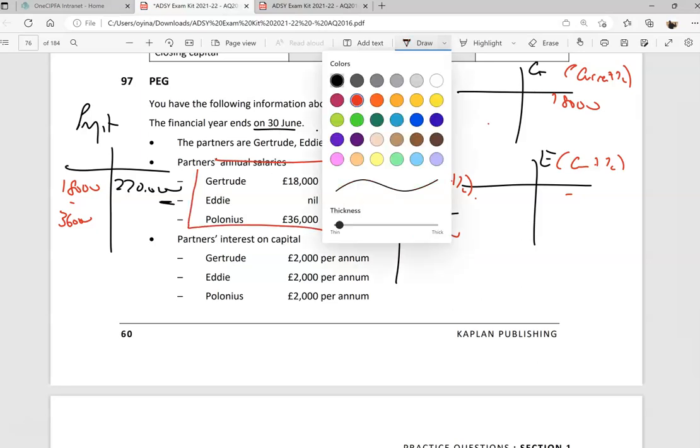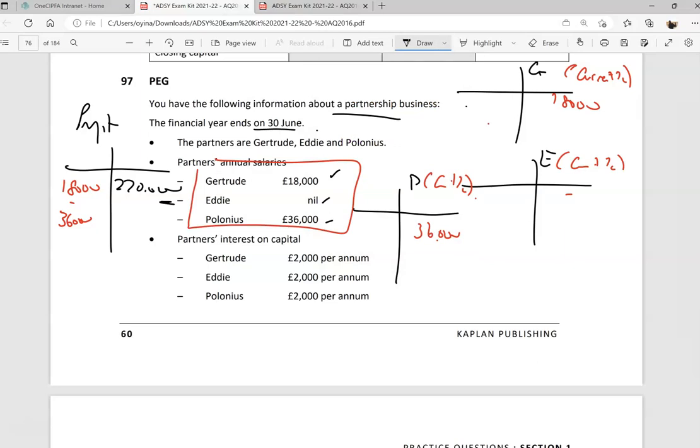And then it says that their interest on capital, if you remember, is a share of profit. It's rewarding them for the amount of capital they put in. So the more capital they put in, the more interest they get. So I'm taking that out as well. 2,000 out of here and 2,000 here, 2,000 out of here and 2,000 here, 2,000 out of here and 2,000 here. There you are. So you have that dealt with, right?